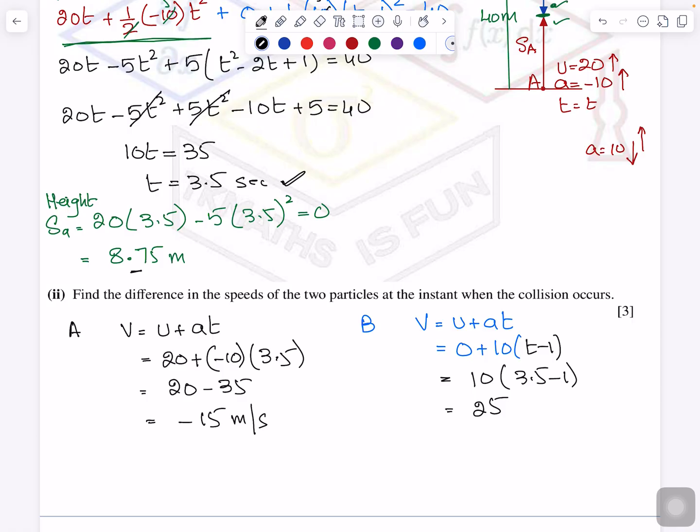Now when the question is saying find the difference in the speed, so ignore the sign and simply subtract the magnitudes. So one object was going with the speed of 25 meter per second, which was coming downward, and the other was going upward with 15 meter per second. So difference in the speed is what? Yes, you're right, is equals to 25 minus 15 is equals to 10 meter per second. So I hope it is clear.